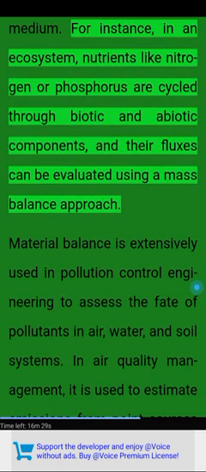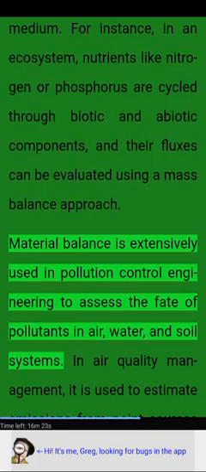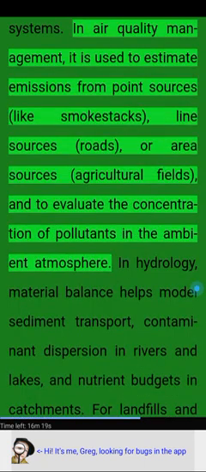For instance, in an ecosystem, nutrients like nitrogen or phosphorus are cycled through biotic and abiotic components, and their fluxes can be evaluated using a mass balance approach. Material balance is extensively used in pollution control engineering to assess the fate of pollutants in air, water, and soil systems. In air quality management, it is used to estimate emissions from point sources like smokestacks, line sources like roads, or area sources like agricultural fields, and to evaluate the concentration of pollutants in the ambient atmosphere.